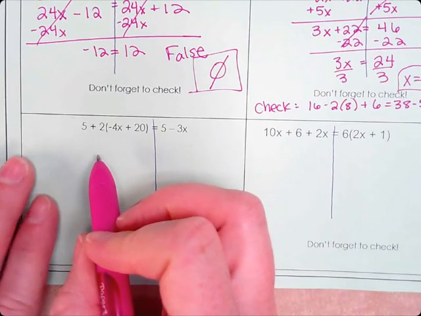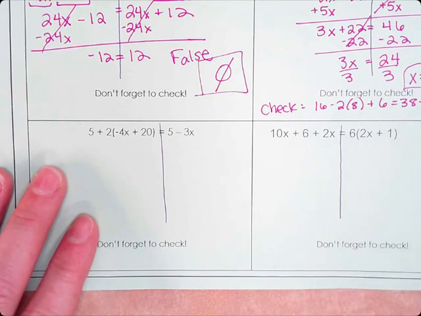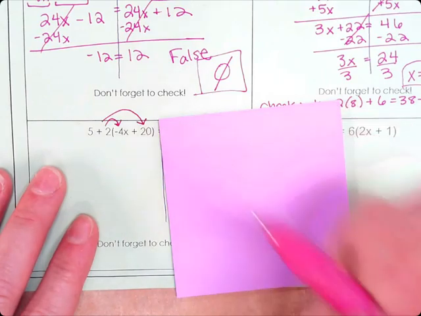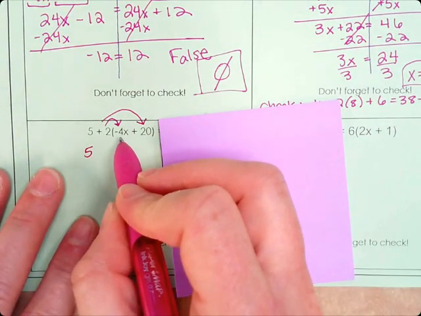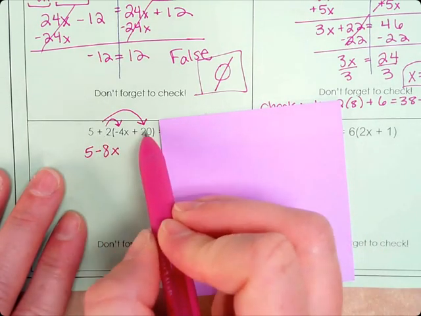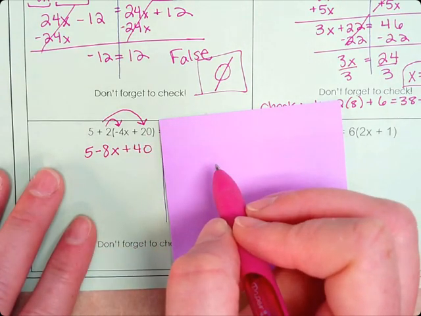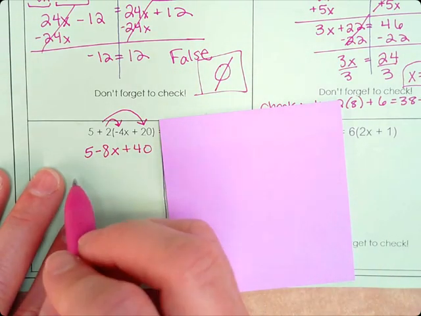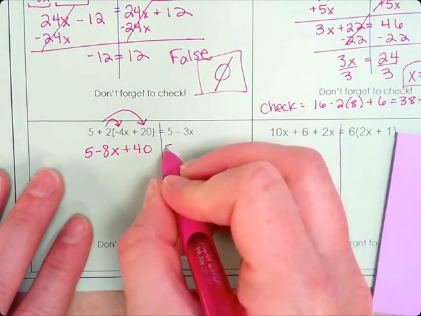Okay, let's go to the bottom left. Simplify. So I need to look at them separately. That means I need to distribute the 2. So 2 times a negative 4 is a negative 8. Negative 8x. 2 times 20 is positive 40. 5 is positive. So I can put plus a negative 8 or I can just do minus 8. And then the right side, there's nothing left to do.